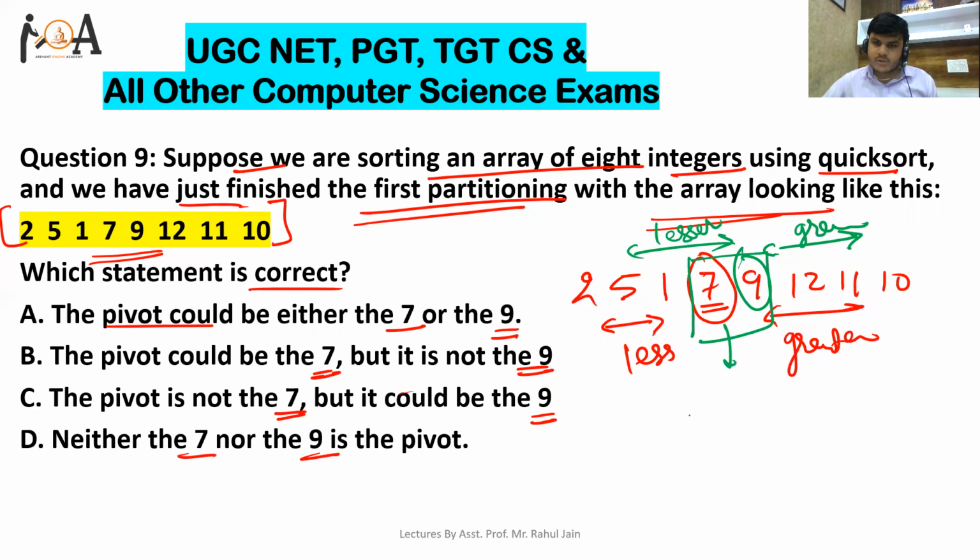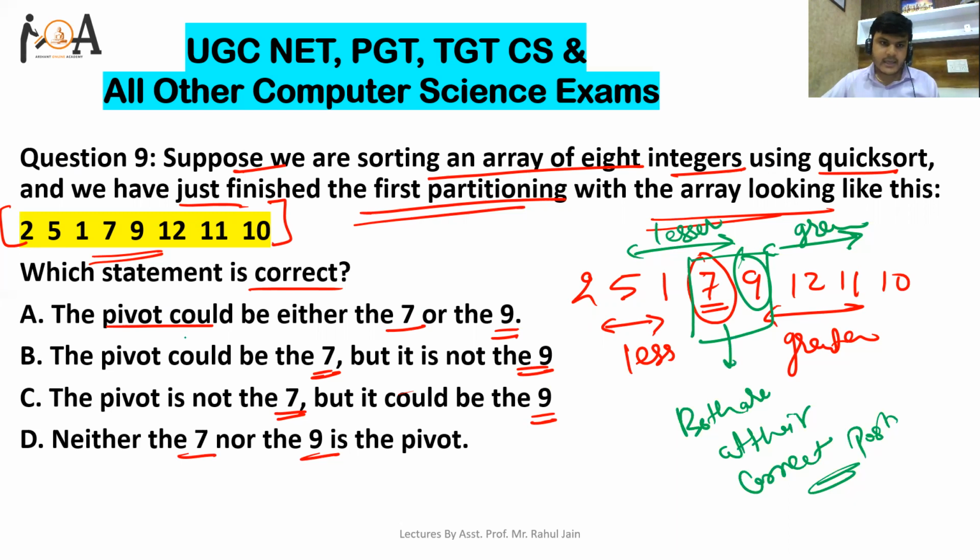Means these both are at their correct position. Both elements are currently at their correct position. Hence 7 could be the pivot element as well as 9 could be the pivot element. It is a possibility. Hence I will go with option A. Option A is the correct answer for this question.